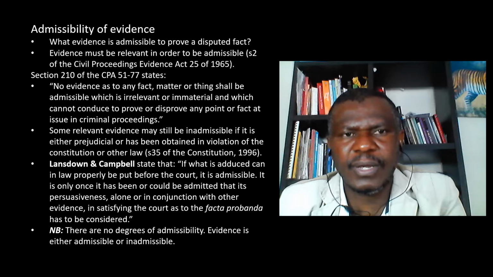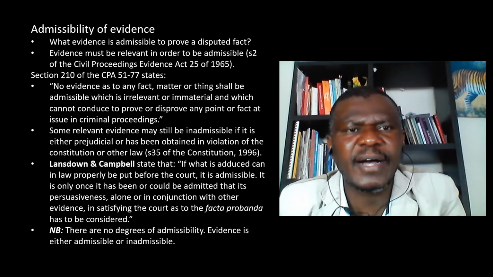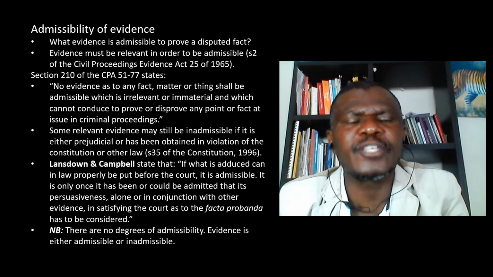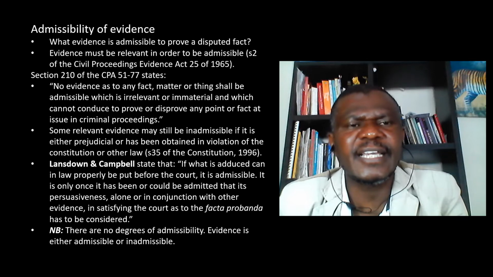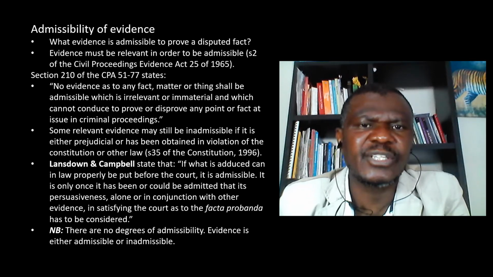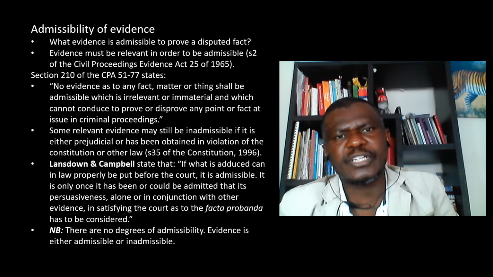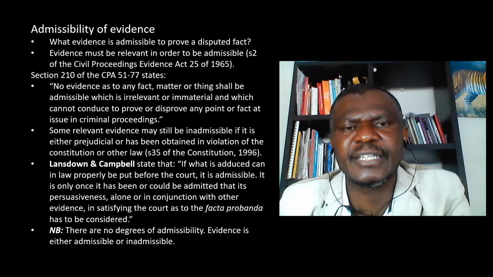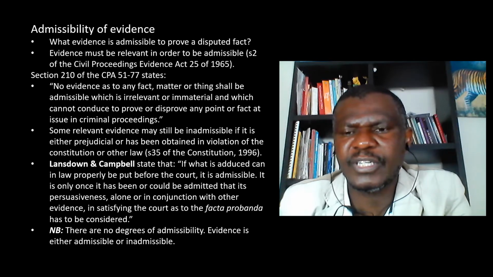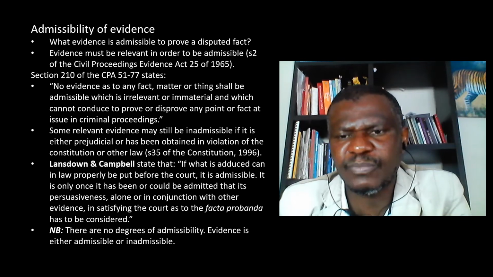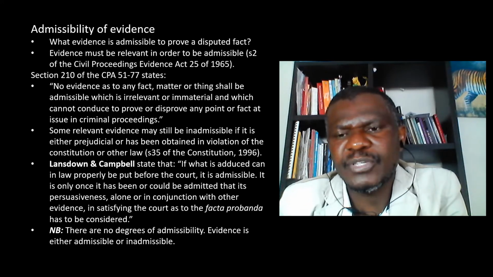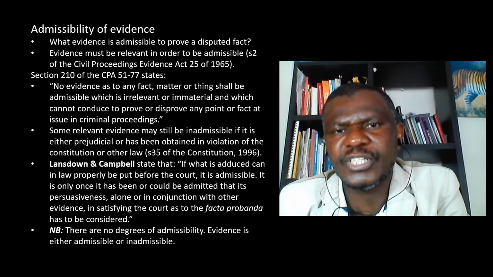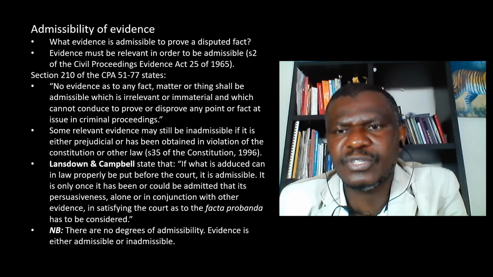Now, let's talk about the admissibility of evidence, because that is very critical to our understanding and our application of these principles of evidence. What do we mean by admissibility? We are saying what evidence is the court willing to accept as sufficient proof, or rather tentatively, in connection with proving a disputed fact, or proving that disputed fact after all. And we are saying evidence must be relevant in order to be admissible. That is communicated in Section 2 of the Civil Proceedings Act 25 of 1965.